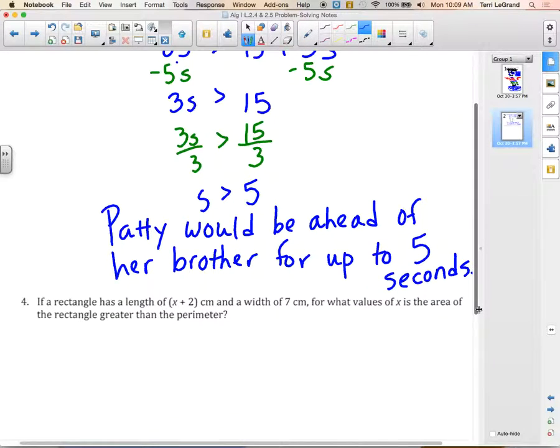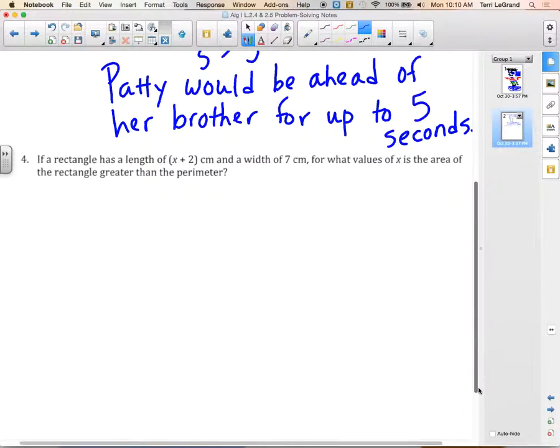So there's our sentence answer for that one. Now we could have switched the inequality symbol around on this one and done "is less than" also, because then that one would have said the time had to be less than 5 seconds for her to be actually ahead of him. So it's just depending on how you're going to look at it. But we should still get the same answer.